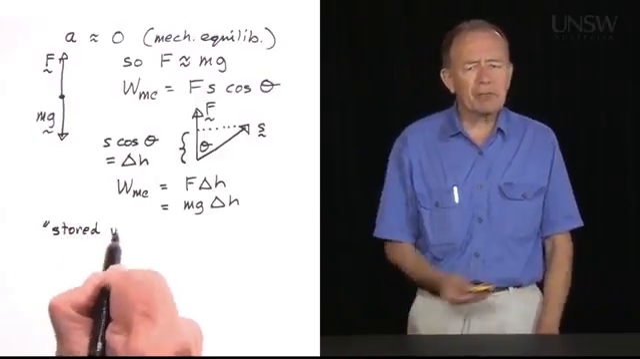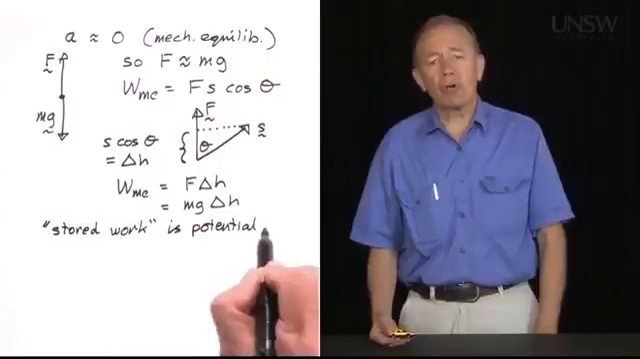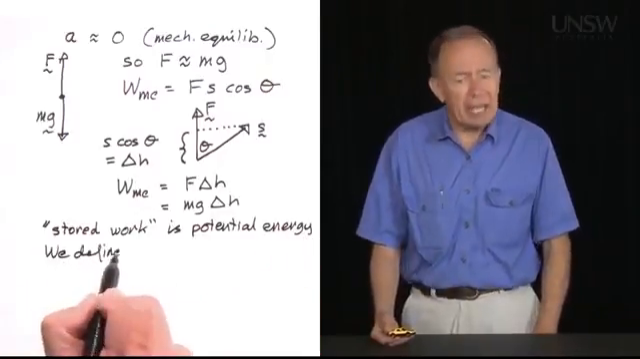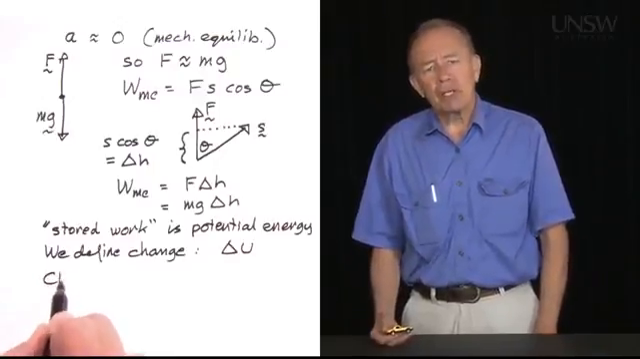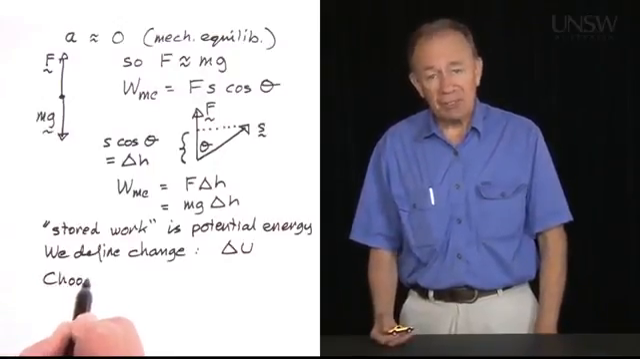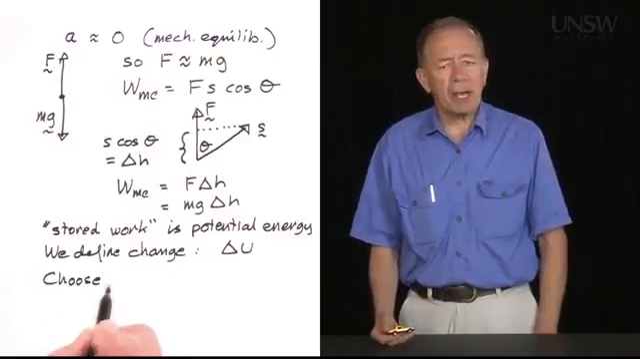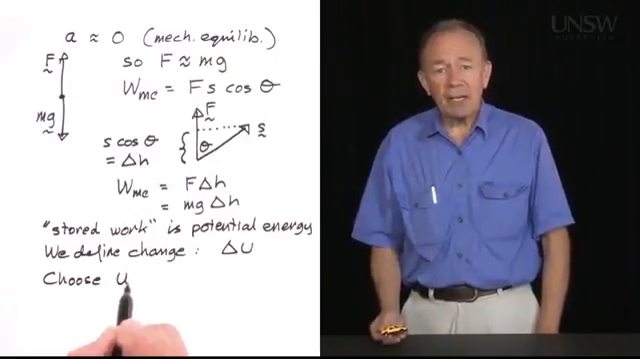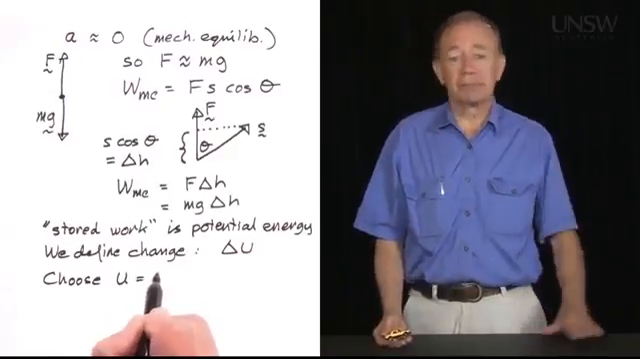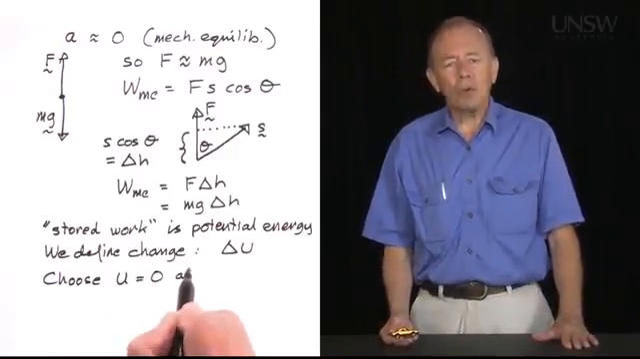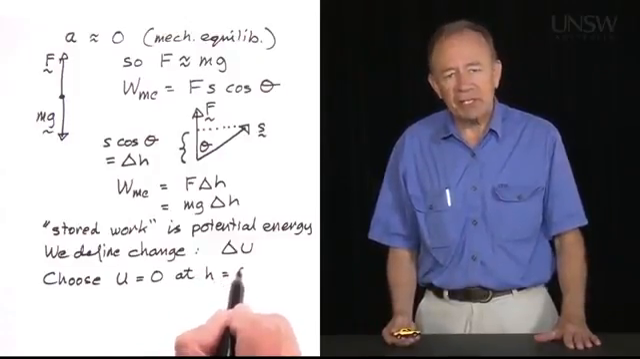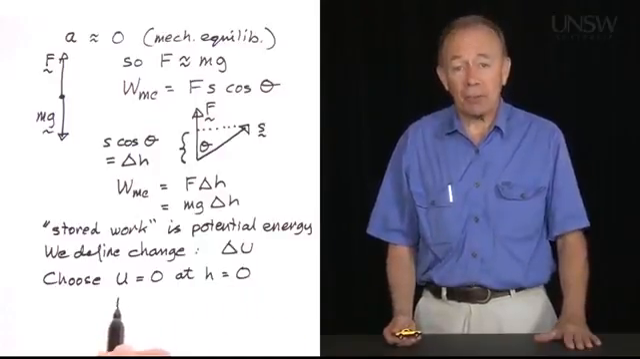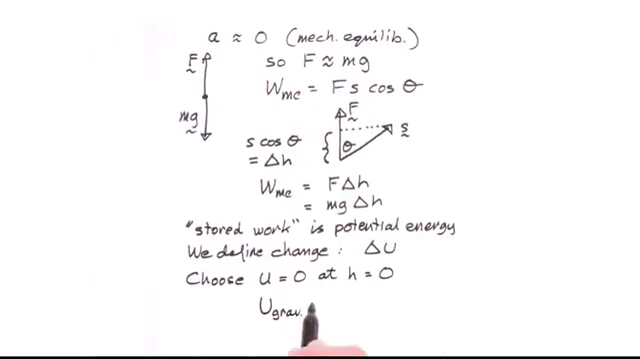I'll call this work that I've done against gravity, this stored work, the change in potential energy with symbol U. Because it's equal to work, the units of energy are joules. We've defined potential energy by a change in it, delta U. Let's choose a convenient reference height, say the level of this bench top, and call that the zero of height and the zero of gravitational potential energy. Then we can write an important equation. Gravitational potential energy equals mgh.